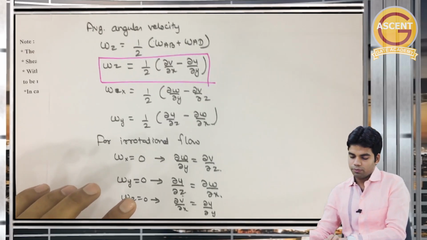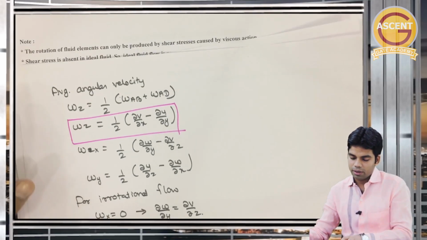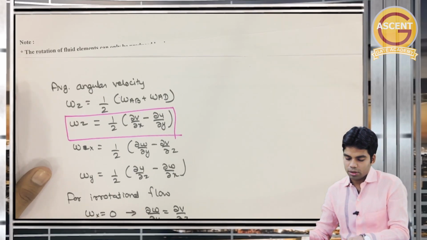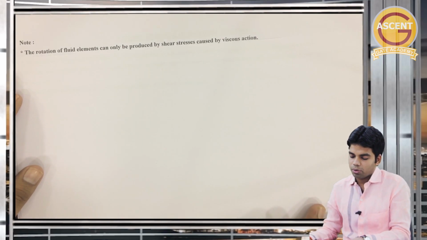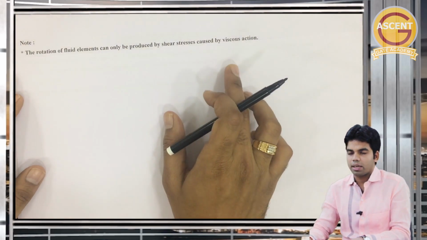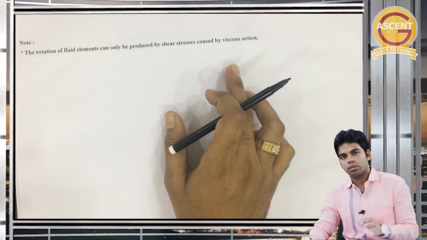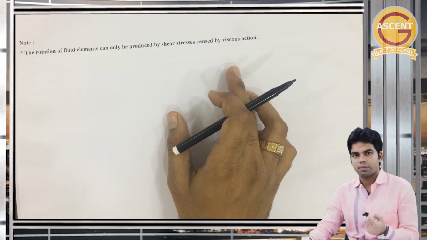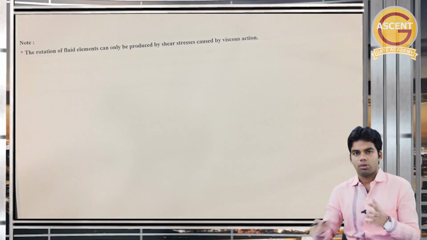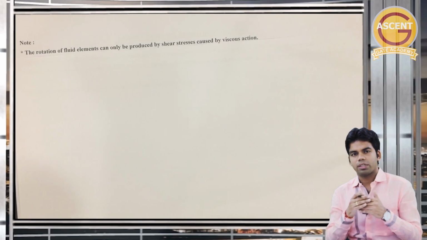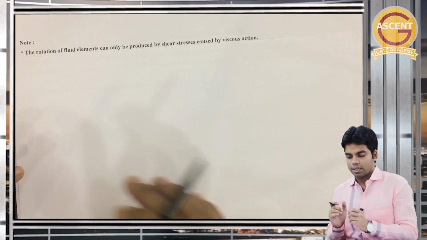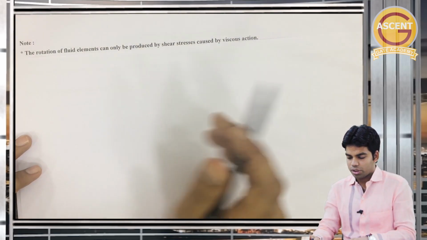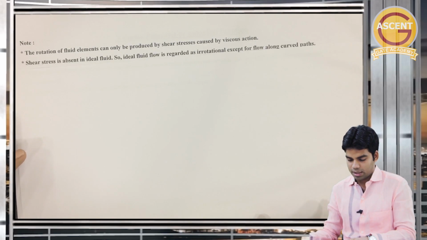Okay, now you can note few things. The very first thing, the rotation of the fluid element can only be produced by shear stresses caused by viscous action. As I have told you, that distortion is because of the shear action, because when the u velocity is different in y axis and v is different in x axis. Okay, so this is because of the shear stress only caused by the viscous action.